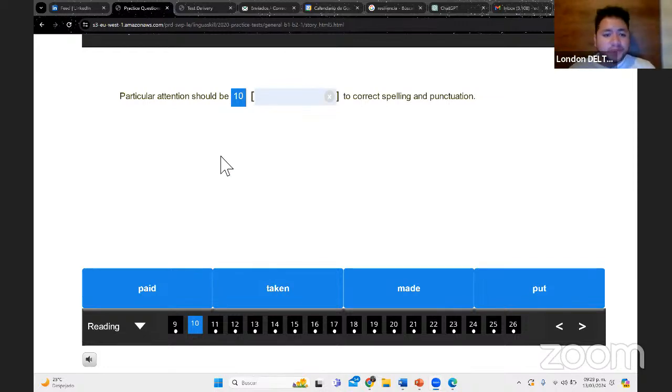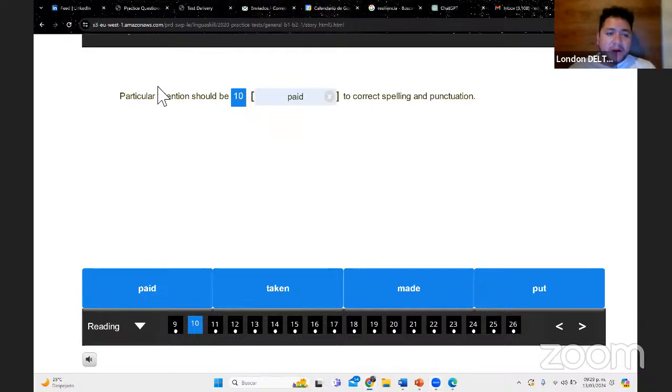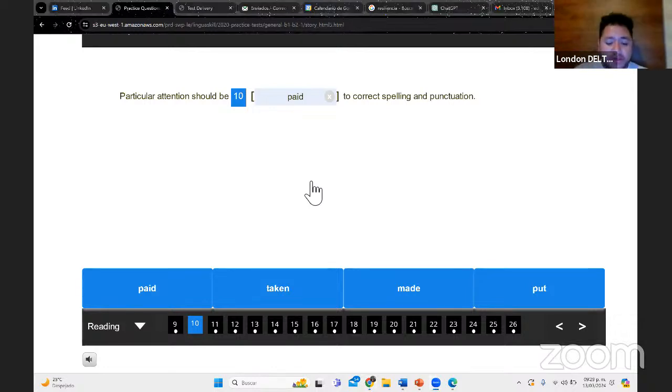So the correct answer is paid. Particular attention should be paid. Yeah, we don't say put attention. Put attention no existe, no es correcto. We say pay attention. Presta atención, se dice pay attention, no put attention. The other ones are kind of obvious, right? Los otros son más obvios, como take attention, but you know what's the problem here?